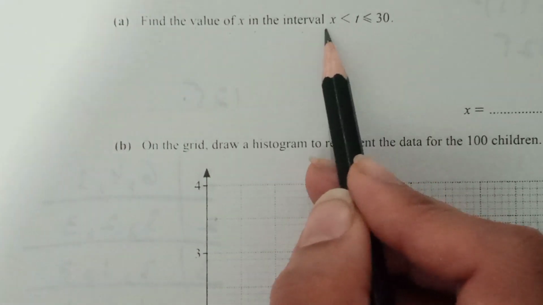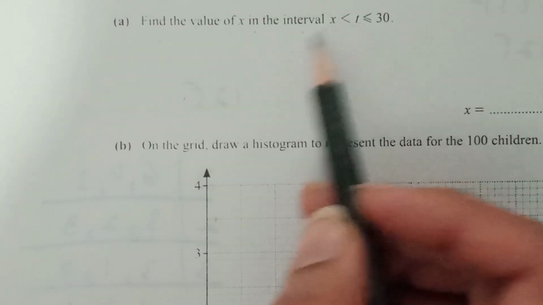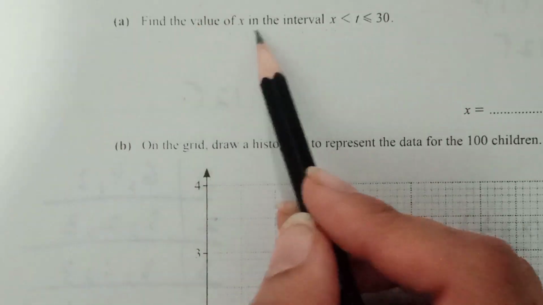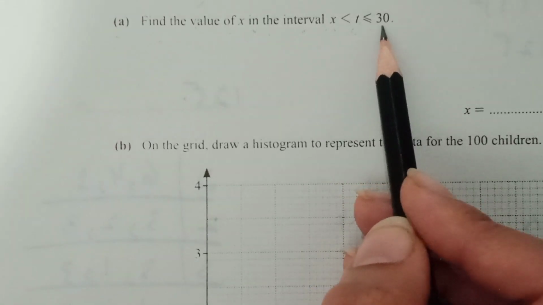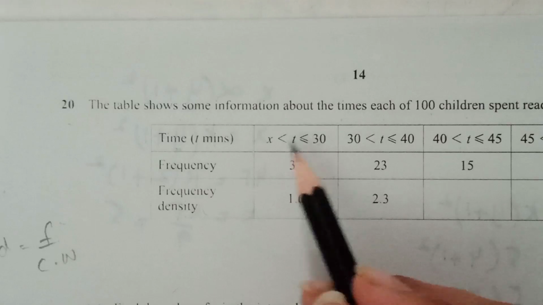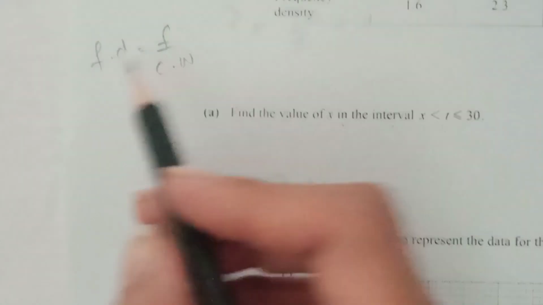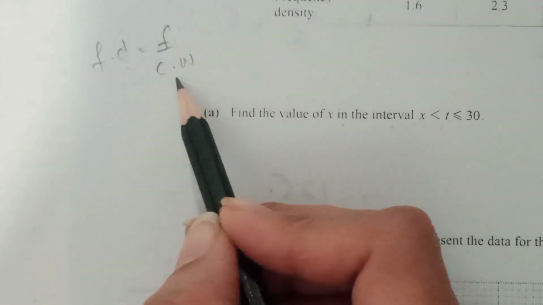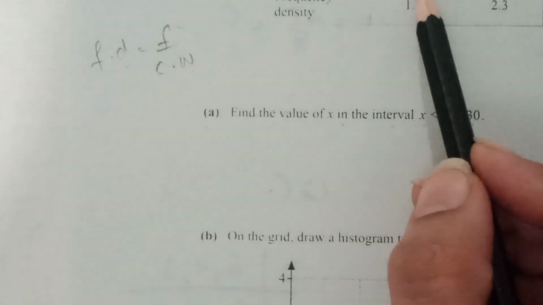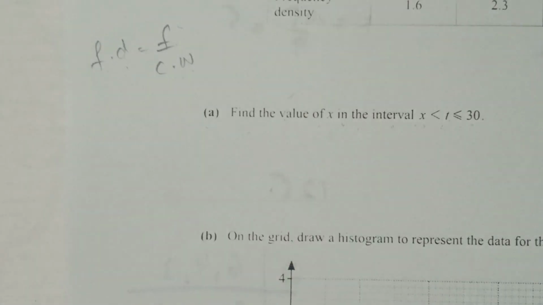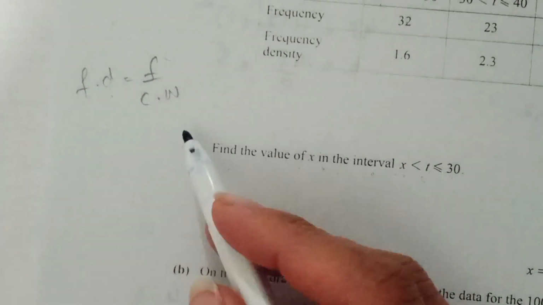Part A. Find the value of x in the interval x less than t, and t less than or equal to 30. First we have to find the value of this one. We know that the formula frequency density is equal to frequency over class width, and the frequency is 32, and the frequency density is also given to us, which is 1.6. We put these values in this formula.